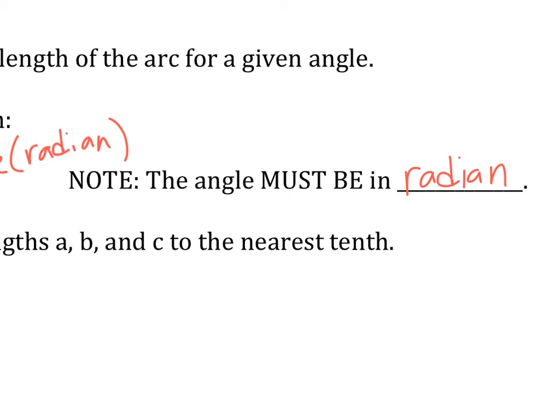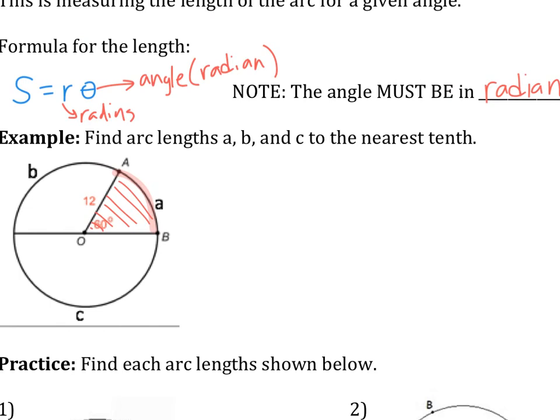So let's look at this question. Find arc length ABC to the nearest tenth. All right, so let's take a look at A. So the arc length by formula is S equals r theta. So looking at that circle, what is r? R is the radius, so that is 12. Theta means the angle. The angle of that slice that has length A is 60 degrees.